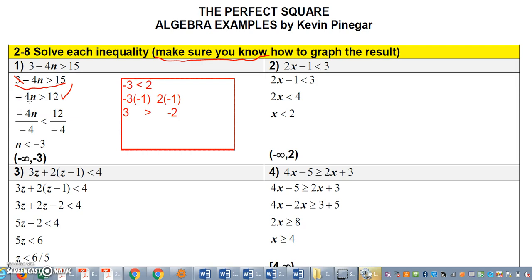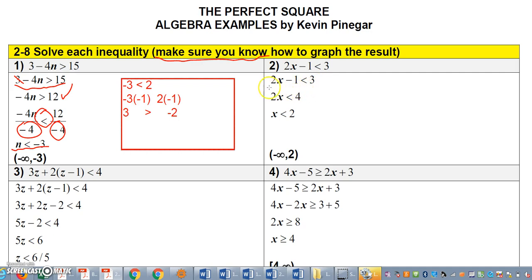So to actually solve this for n, to isolate the n, I actually need to divide both sides by negative 4. Now what did I just tell you? When you divide both sides of an inequality by a negative number, what did I just tell you was going to happen? Notice the inequality has flipped over. So now the result, negative 4n divided by negative 4, that's just n, and it's going to be less than 12 divided by negative 4, which is negative 3. So n is less than negative 3, and if you write that in interval notation, it's just negative infinity to negative 3.